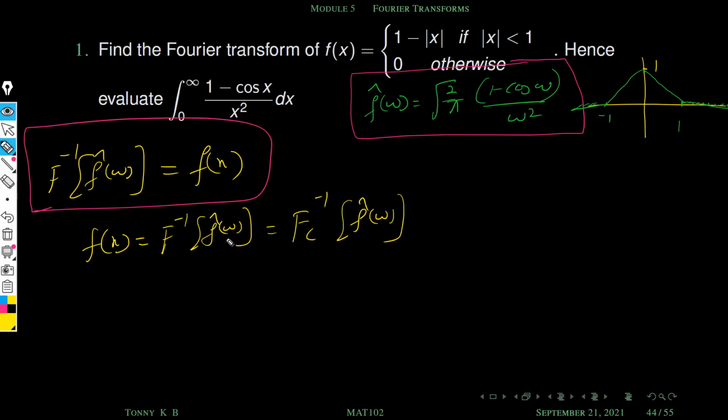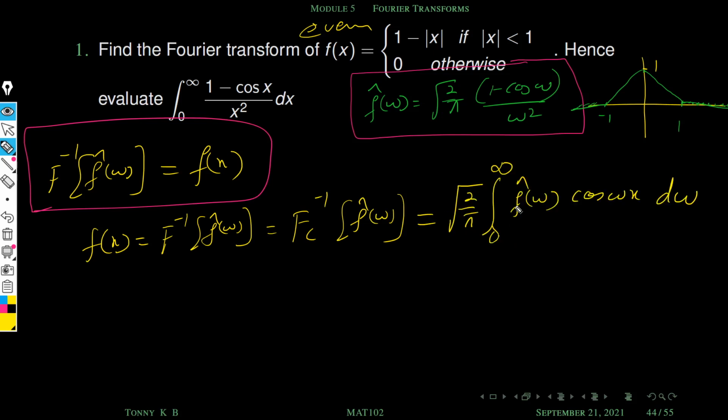And from our third property of the Fourier transform, our f inverse is same as fc inverse because this function is even. So we can use this result. F of x is equal to fc inverse of f cap of omega. And what is the formula of inverse cosine transform? You can apply the formula of inverse cosine transform on this f cap of omega. F cap of omega is nothing but this function. So this becomes root 2 by pi, integral 0 to infinity, f cap of omega into cos omega x d omega. So this is the formula of inverse Fourier cosine transform.